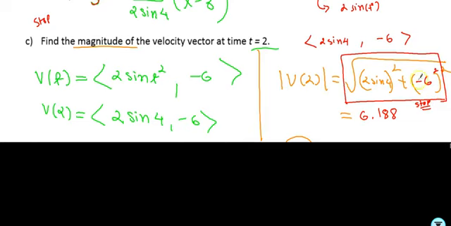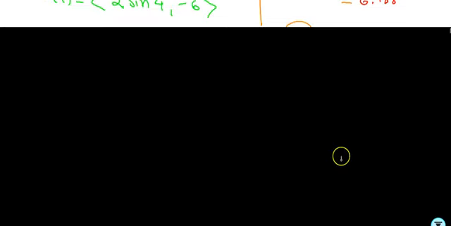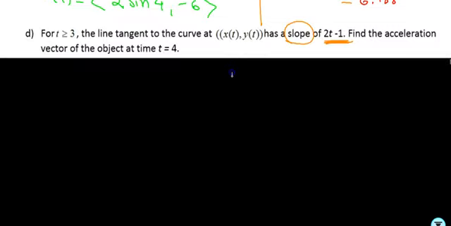Okay, so in this question, D is the most complicated one. So let's read D. T is greater than or equal to 3. Slope is 2t minus 1. Find the acceleration vector at t is equal to 4. So think again. You are given x prime. You know this. Y prime, you don't know. It is not given to you. But you know the slope. So can we find the y prime given the slope?